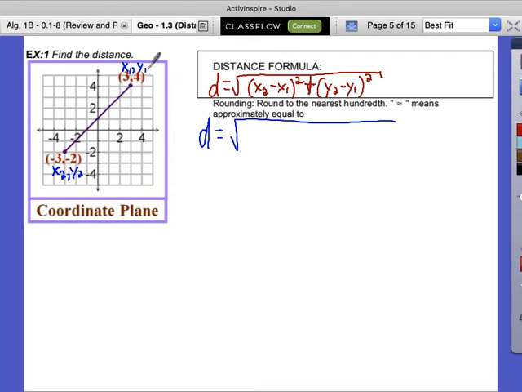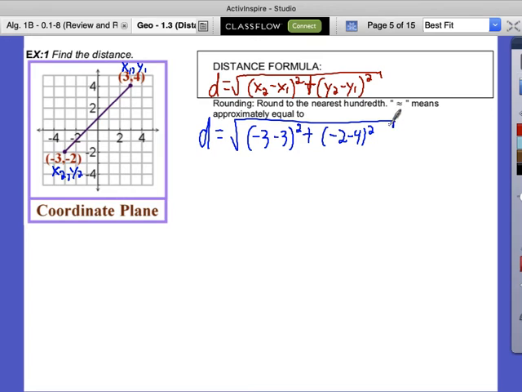So x2 minus x1 would be negative 3 minus 3, in parentheses, being squared. I'm just going to plug things into this formula, substitute them in. Plus, where did we get the second x? From above, x1, from our other x coordinate. Next, we're going to do the y. So negative 2 minus 4, and then we're going to square that.